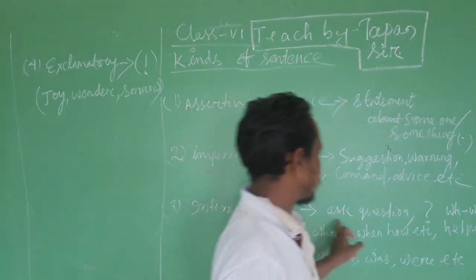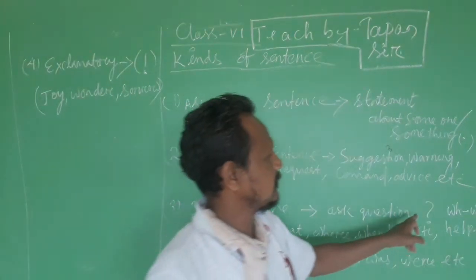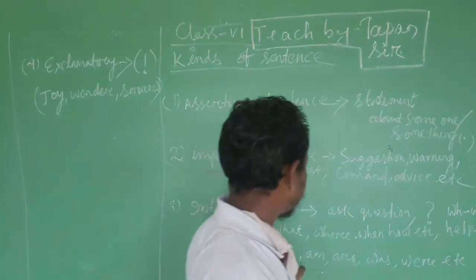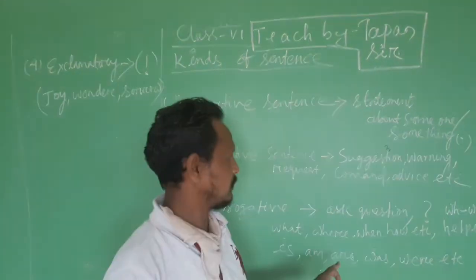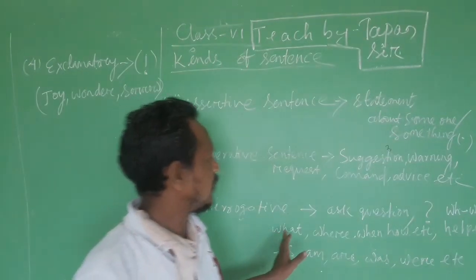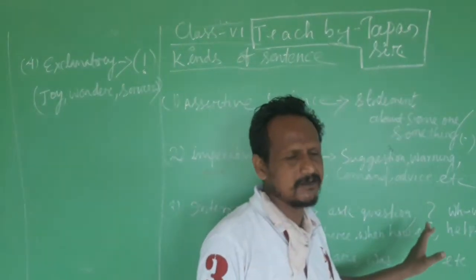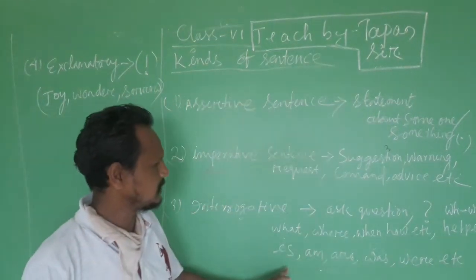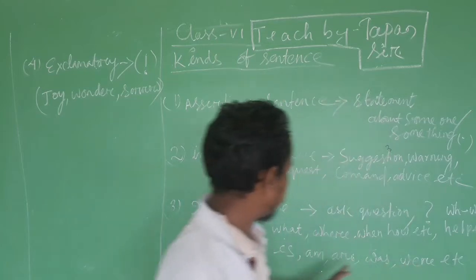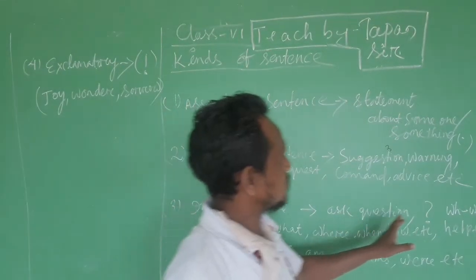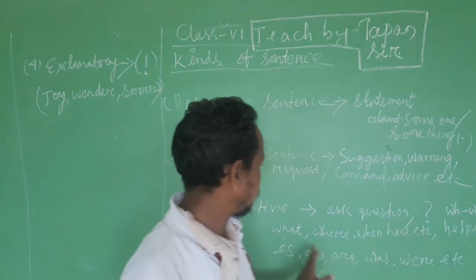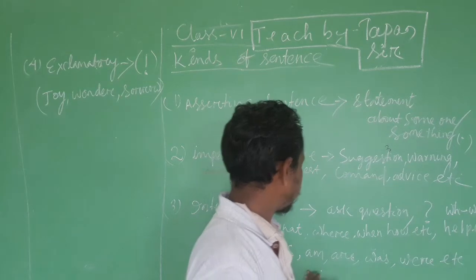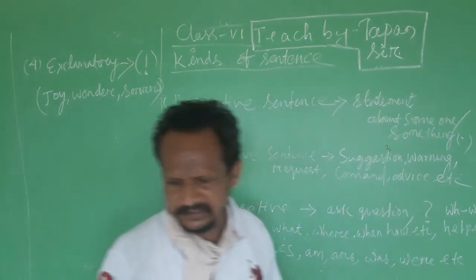This is called interrogative sentence. Basically, it ends with a question mark and it begins with WH words and the helping verb. WH word means what, where, when, how, etc. There are so many WH words. Okay. And helping verbs like is, am, are, was, were. Interrogative sentence always ends with a question mark and begins with what, where, when, how, the WH word, and is, am, are, was, were, have.